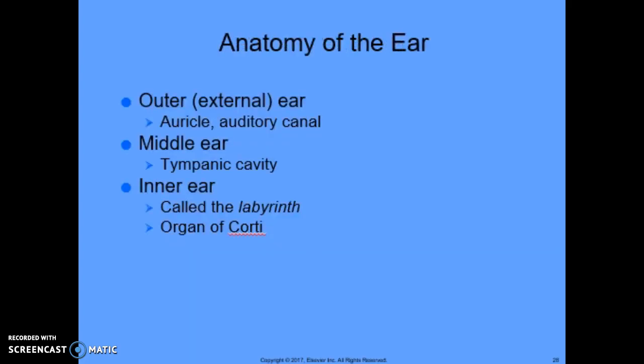Now let's move on to the ear. The outer or external part of the ear has the auricle that leads to the auditory canal, and the auricle collects sound waves and sends them down the auditory canal. Then you have the middle ear, which is the tympanic cavity, and then the inner ear called the labyrinth. And this is where you'll find the organ of Corti, which contains the receptors for sound, and that is located within the cochlea.